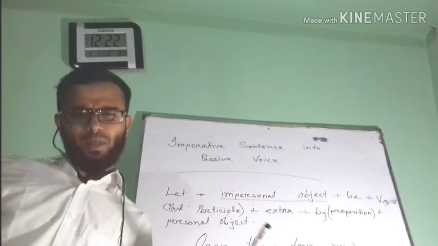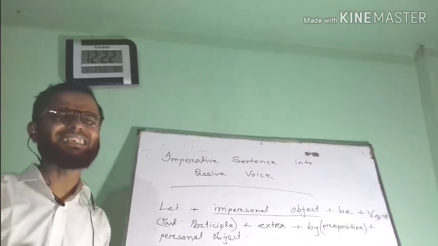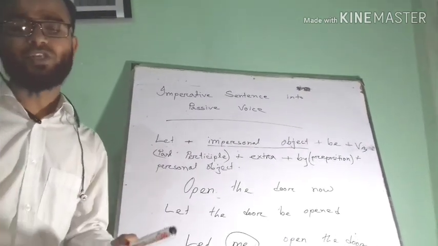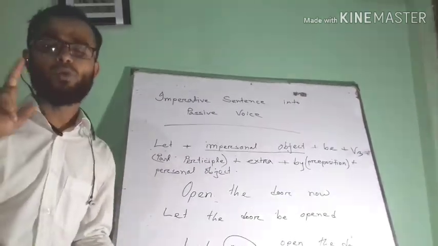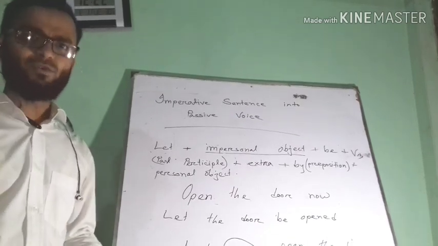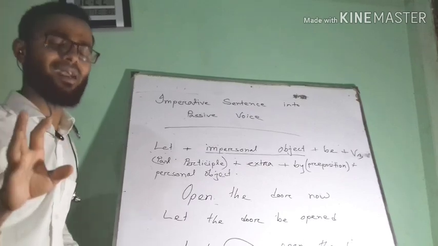And don't open the door. This is an example of prohibition, because I am prohibiting you from opening it. So I think you have understood what an imperative sentence is.